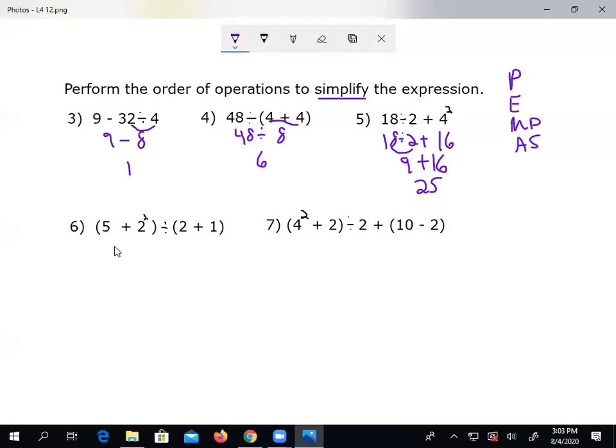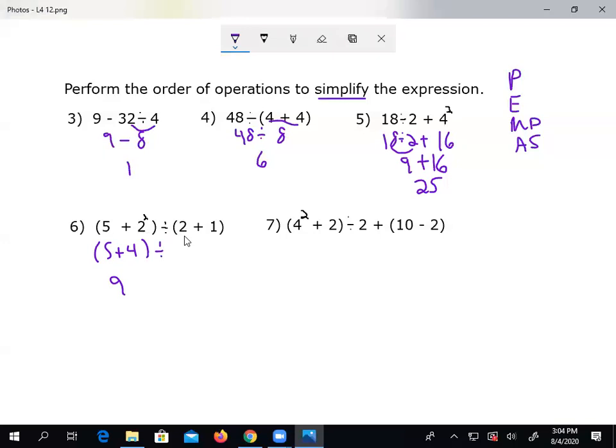The next question, we have parentheses present, but notice that there's more than one operation inside the parentheses. So we actually got to follow the order of operations inside the parentheses as well. So we have to actually square the 2 first. So 2 squared is going to be 4. So that's going to be 5 plus 4. And 5 plus 4 is going to turn into a 9. And the division symbol goes there.